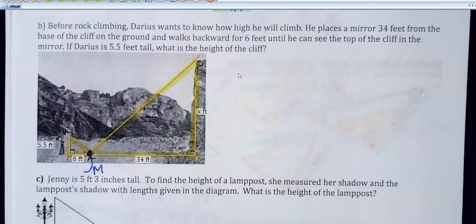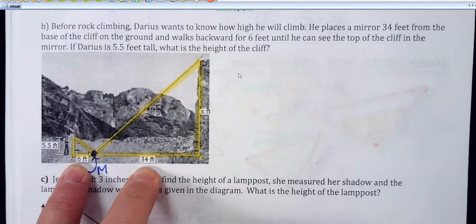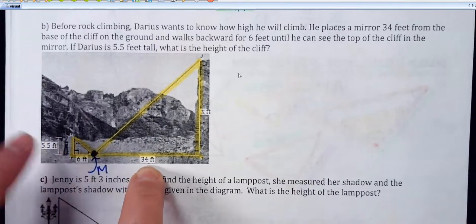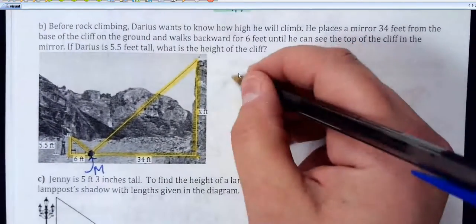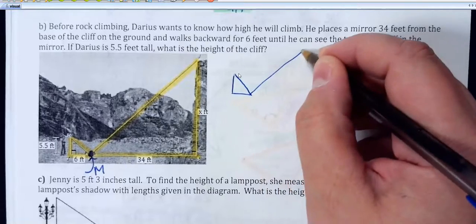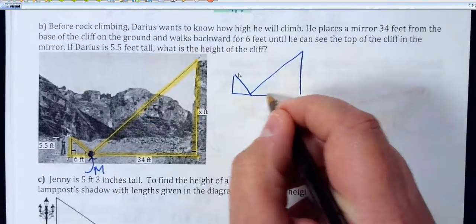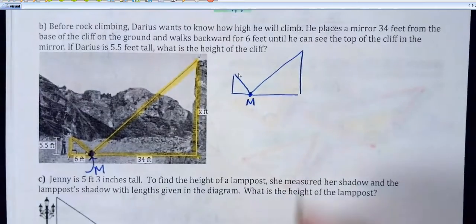So that's what this is going to say. He can see the top of the cliff in the mirror if he backs away from it. He's 6 feet away from the mirror. The mirror is 34 feet from the base of this mountain. He's 5.5 feet tall. He wants to figure out how tall the mountain is. If that picture is hard to see, which I think it kind of is, let me just redraw this real quick to the side so you guys can kind of see what's going on. So the mirror is in the middle.